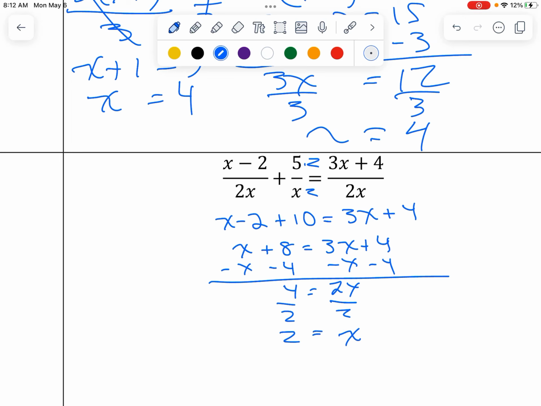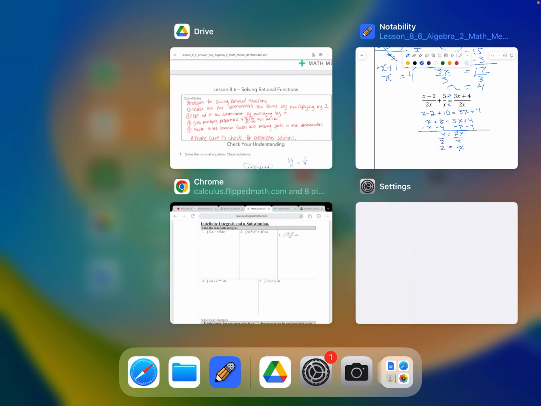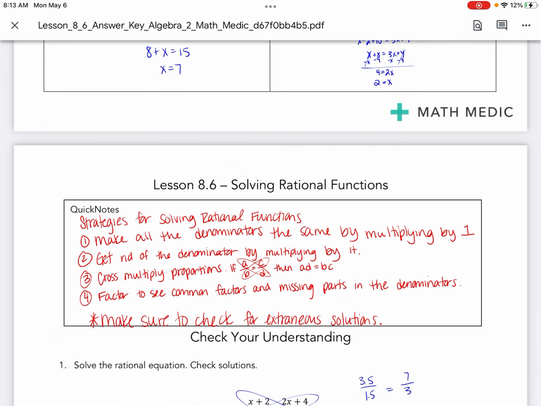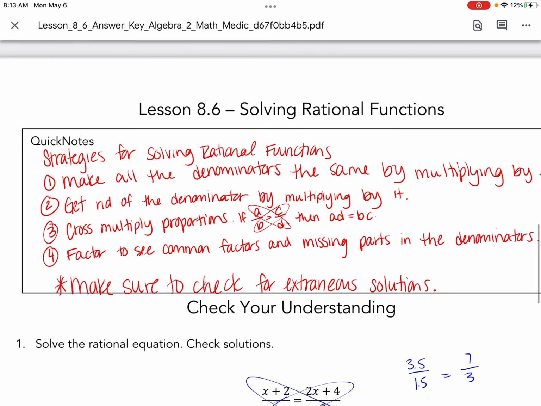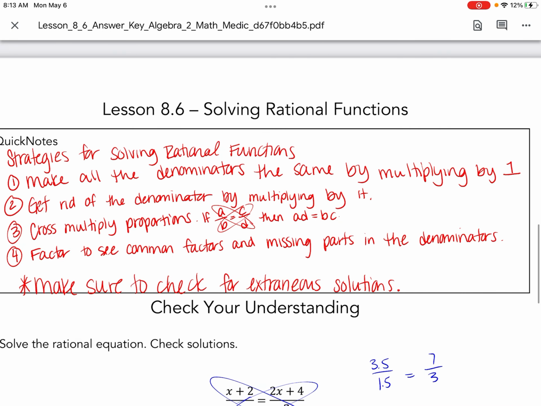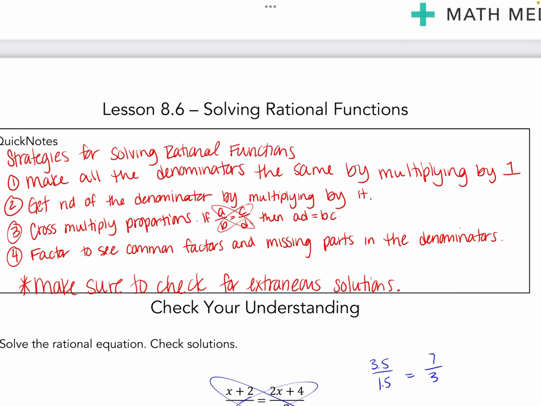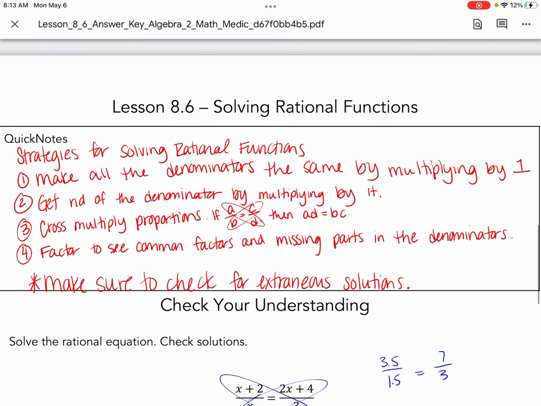All right, so let's take a look at the teacher notes now. So in order to solve these, here are some strategies for solving rational functions. Okay? So first strategy is to make all the denominators the same by multiplying by some form of 1, whether that's 2 over 2 or x over x. We get rid of the denominators by multiplying it.